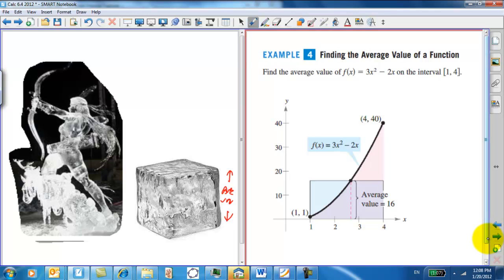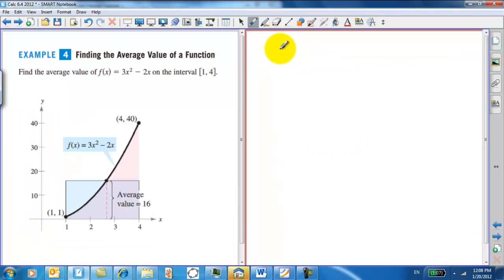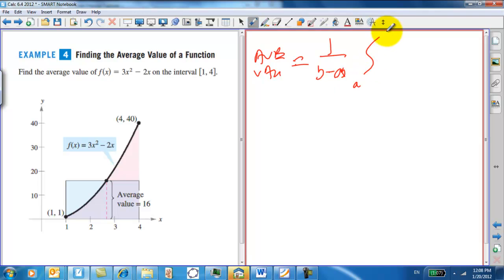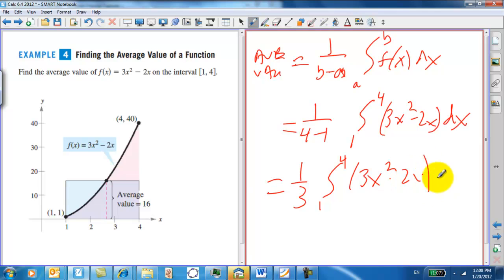So find the average value of this function, 3x squared minus 2x, on the interval from 1 to 4. And we've got the answer there already, but let's see how you go about that answer. To find the average value, it will be 1 over b minus a times the integral from a to b of f of x dx. So 1 over 4 minus 1, integral from 1 to 4 of 3x squared minus 2x dx. So 1/3 integral from 1 to 4 of 3x squared minus 2x dx.